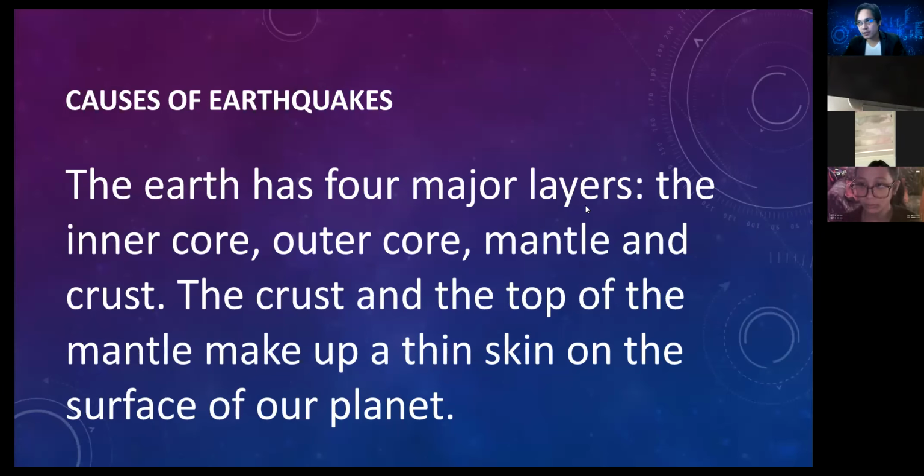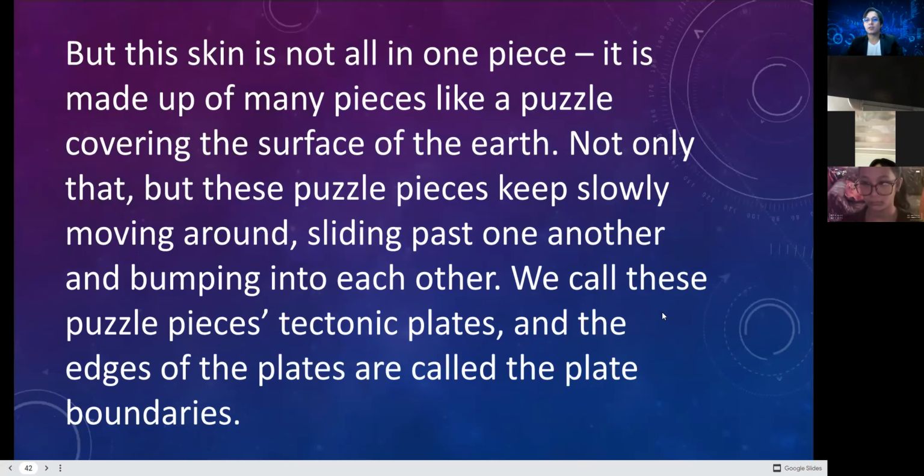If you look at it in a hierarchy, the outermost part is the crust, followed by the mantle, outer core, and the inner core. The crust and the top of the mantle make up a thin skin on the surface of our planet. But the skin is not all in one piece. It is made up of many pieces like a puzzle covering the surface of the Earth. Not only that, but these puzzle pieces keep slowly moving around, sliding past one another and bumping into each other. We call these puzzle pieces tectonic plates.